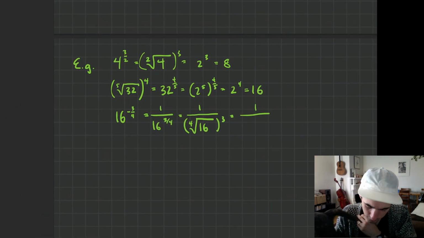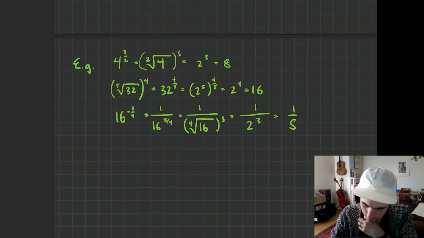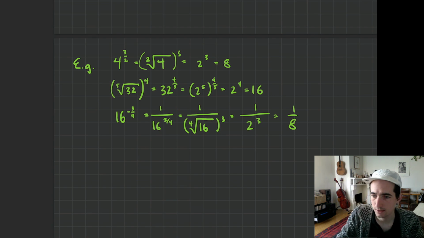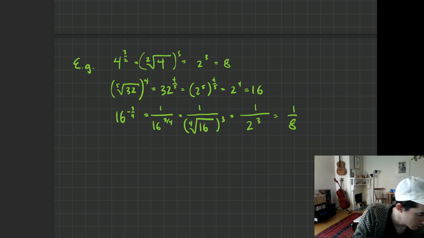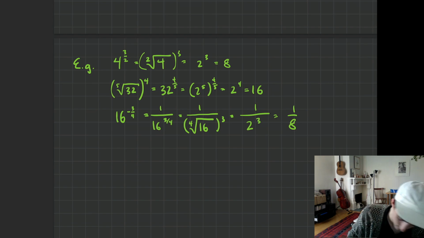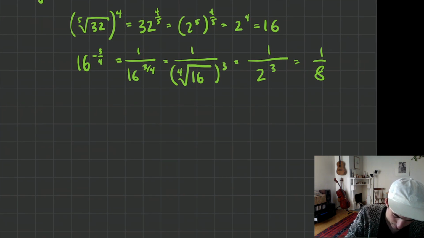1 over, well, the 4th root of 16 is 2. So we got 2/3, so this is equal to 1/8. Okay. So, oh, it looks like a lot of you guys got that same answer. That's awesome. Good job, good job. Okay, we've got 2 more questions that I want to do. So let's keep up this pace.